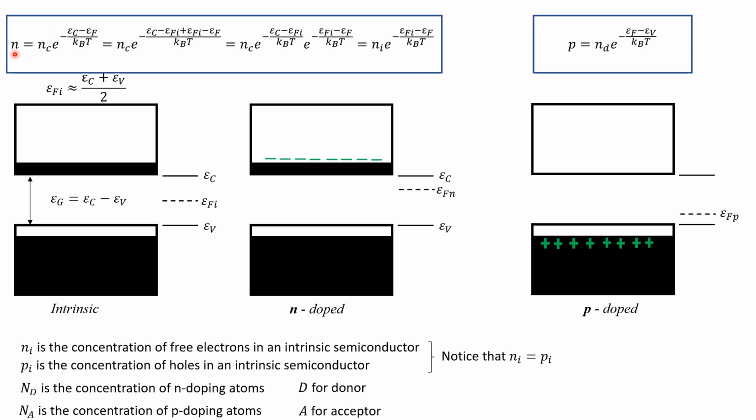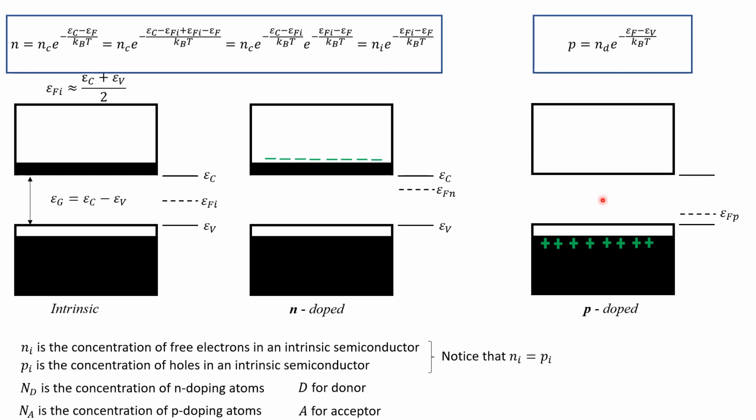So now n would be lower than ni, a smaller number than ni, because n will be ni times a number between 0 and 1. And that's exactly what we expect for a p-doped semiconductor.